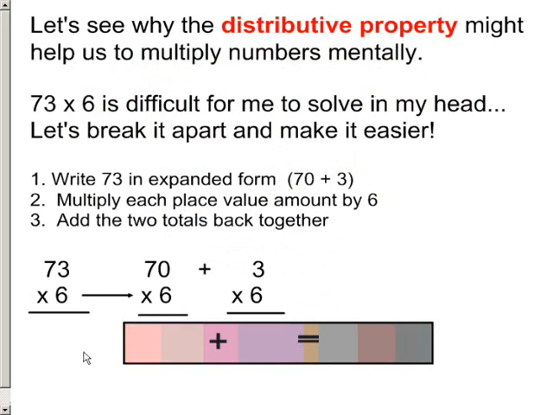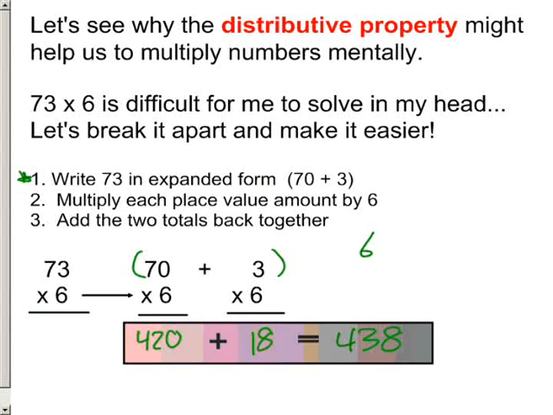All right, so when am I going to use this every day? I actually use this in class all the time. So let's see why the distributive property might help us to multiply numbers mentally. If I'm up in the front of the class and I need to do 73 times 6 in my head, that's a little bit difficult. So here's what I do with my thinking. I take 73 times 6, and again, I break up 73 into expanded form. 70 plus 3. So I'm going to do 6 times the tens place, which equals 420. Then 6 times the ones place, 18. Because I pulled it apart, I have to add it back together, and my total is 438.